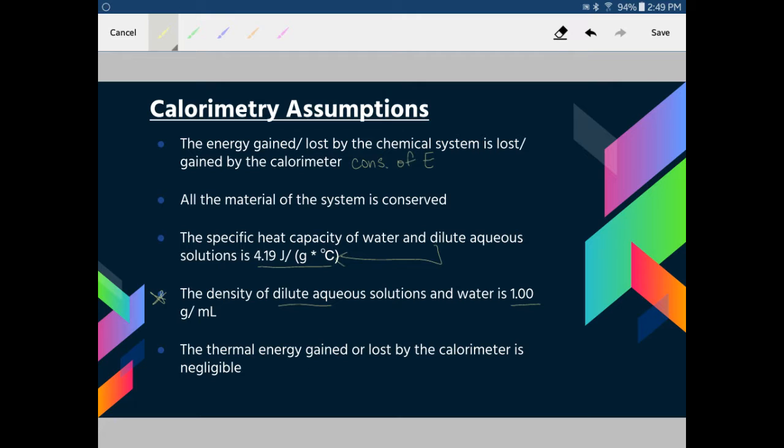And the thermal energy gained or lost by a calorimeter is negligible. In other words, if there is any energy lost into the atmosphere or surrounding environment, we consider it negligible. We create a system where energy remains within that calorimeter to maintain that calculation of conservation of energy and that it's an isolated system. So we consider anything lost to the environment as negligible, or we don't need to consider it as part of our calculations.